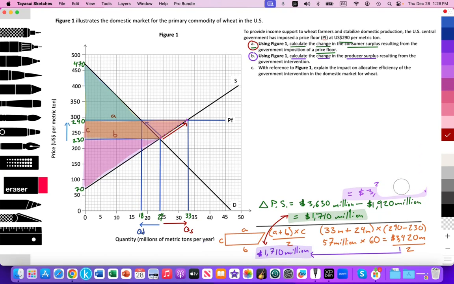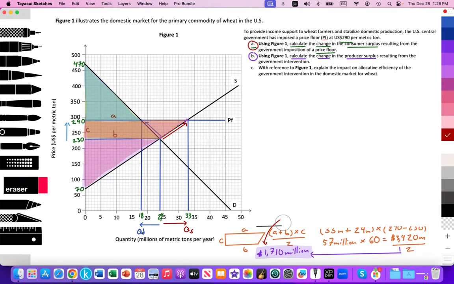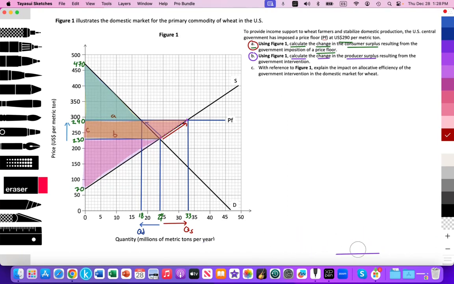And in the previous 2 videos, we've been in the habit of using the formula for the trapezium, calculating the surface area of a trapezium, which is a much faster way to calculate the change in these triangles as they get larger and smaller within the context of government intervention. So let's look at this last question, question C.